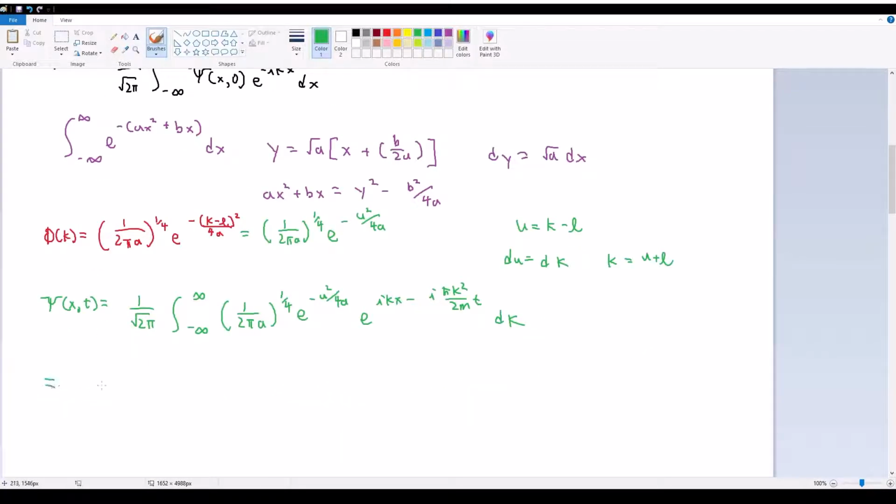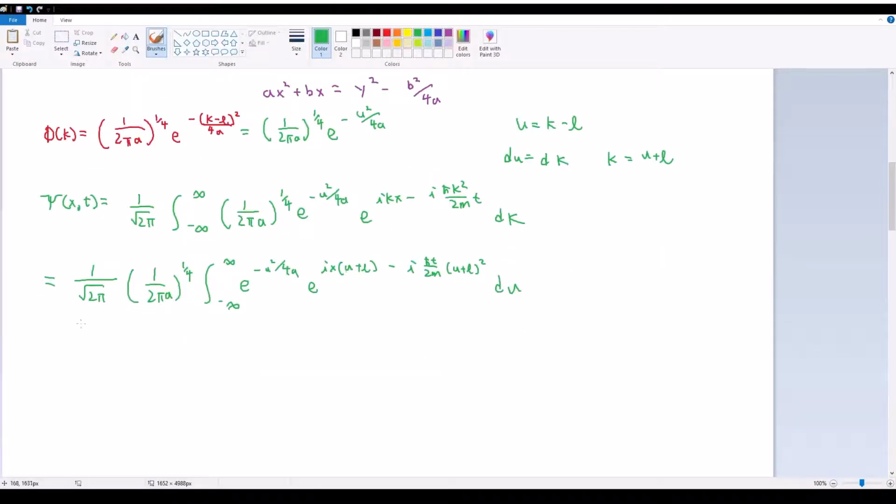So I'm going to start by moving out the constants. 1 over square root of 2 pi, 1 over 2 pi a to the power of 1/4. And then our integral from negative infinity to infinity, e to the negative u squared over 4a, e to the i(u plus l)x, minus i h bar t over 2m, (u plus l) squared, du. And this is not a fun thing, so I'm going to condense all the constants here to A for now.